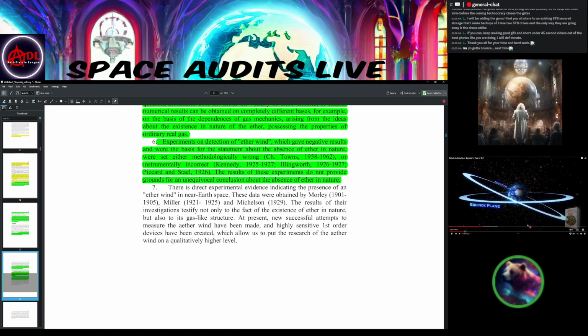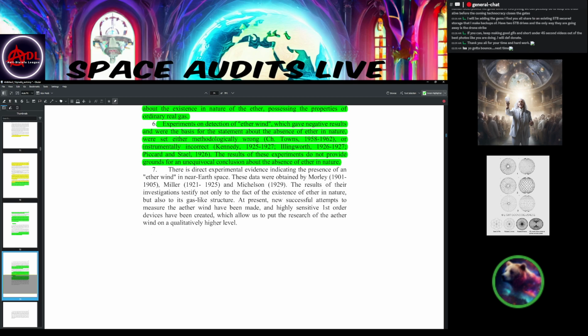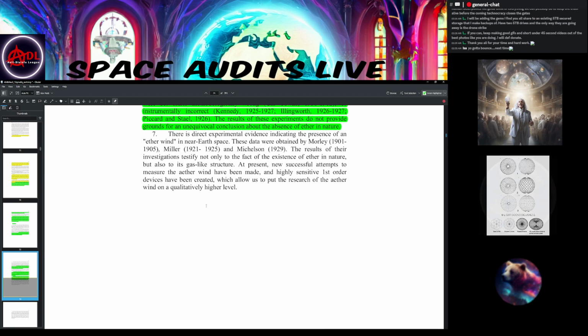At present, a new successful attempt to measure the ether wind may have been made. A highly sensitive first-order device has been created, which would allow us to put the research of the ether wind on a qualitatively higher level.